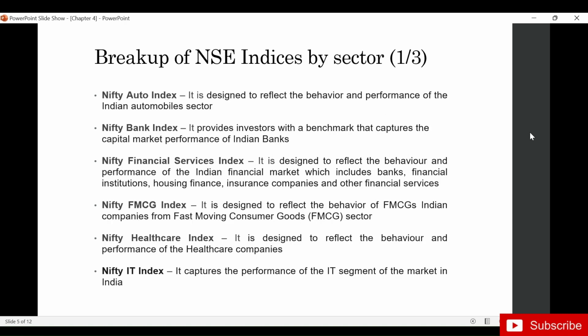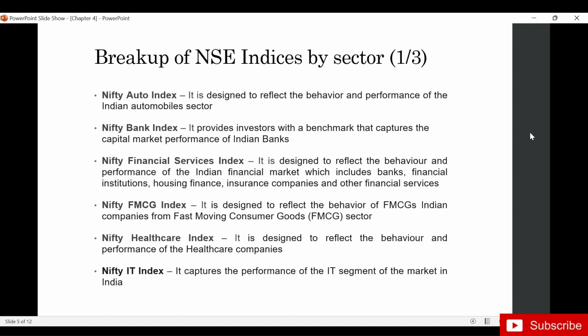In lesson 2, we are going to discuss the breakup of NSE indices by sector. The first index by sector is the Nifty Auto Index, and as is clear from the name, this index is designed to reflect the behavior and the performance of the Indian automobile sector. The second index is the Nifty Bank Index. This index provides a benchmark to capture the capital market performance of the Indian banks.